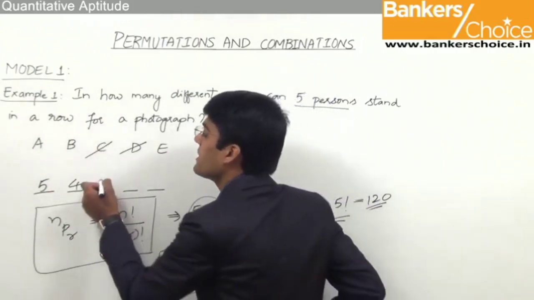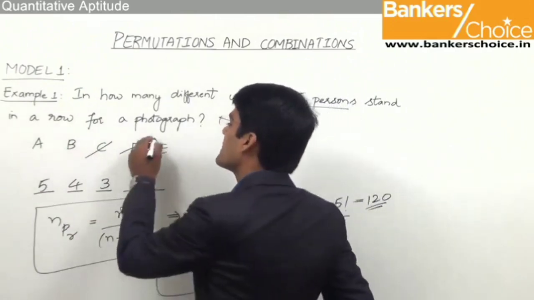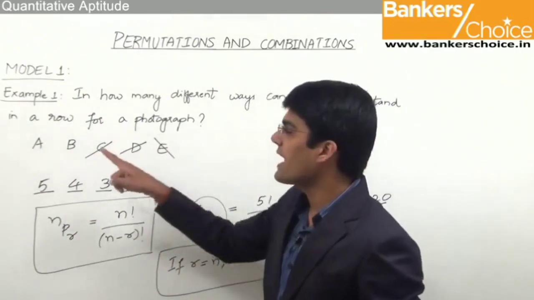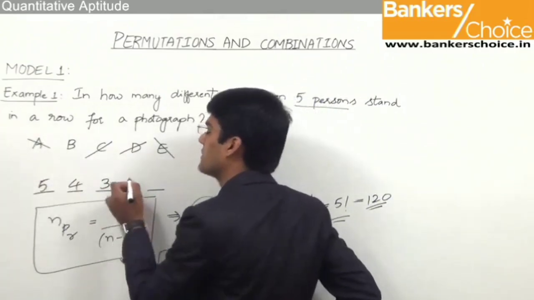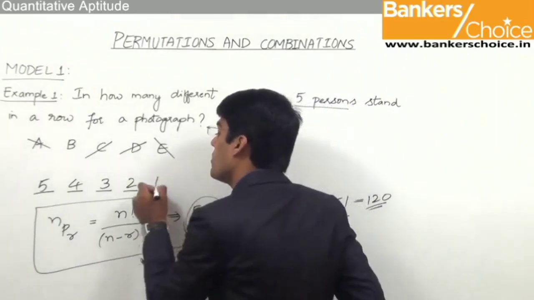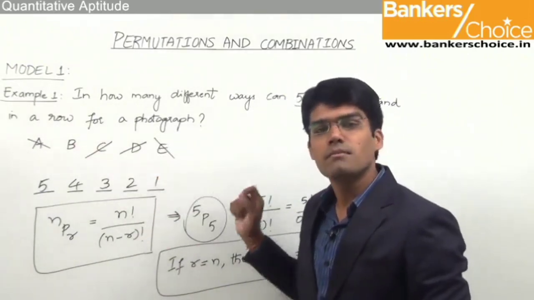Then the third position can be filled only in 3 ways. Why? Because there are only 3 persons left out. Let us say E has occupied the third position. Then the fourth position can be filled only in 2 ways. Either A can come or B can come. Let's say A has occupied the fourth position. So this can be filled only in 2 ways. And then the last position can be filled only in 1 way. Why? Because only one person is left out. So that person has to come in the last position.